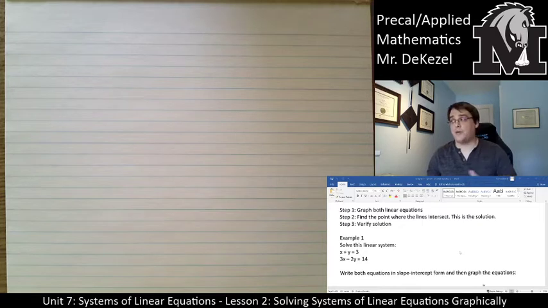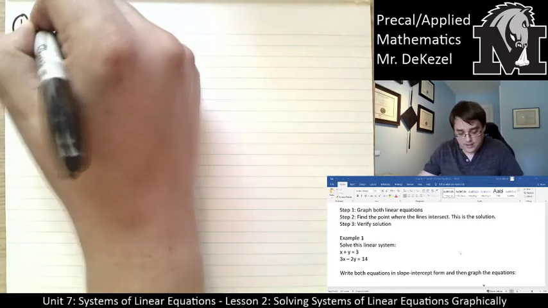We're going to graph both lines. We're going to find the point where they intersect, and then we're going to verify that that point is the solution. So what we're really doing when we're solving these equations is we're finding out what x value and what y value satisfy both of these equations and make both sides true, just like we were verifying before. But we're going to use a graph and the lines that the equations represent to actually figure it out.